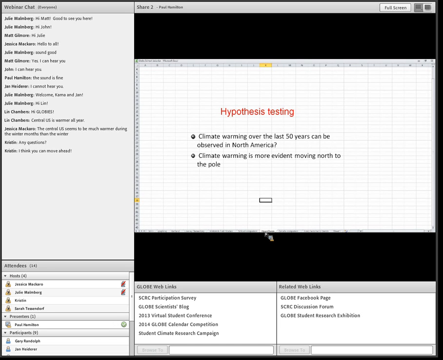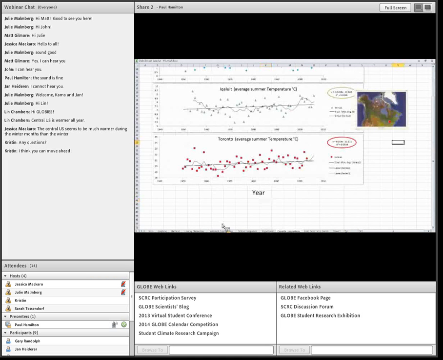The second one we're going to test is: is climate warming more evident in the north compared to the south? In other words, remember we just did an example where we looked at temperatures from the central United States and from the northeast, and there was a difference. Now my question is, is the warming in the north faster than warming in the south?